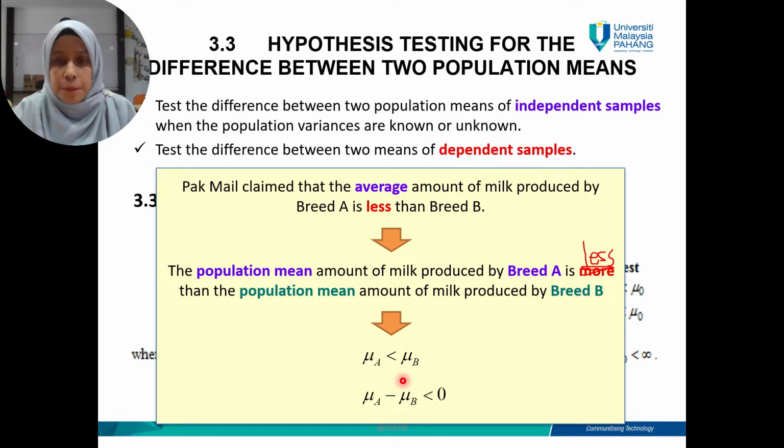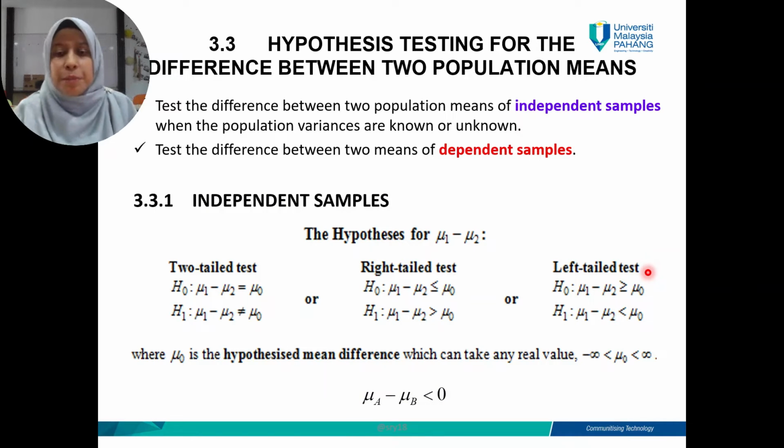Next, what should we do? The first step of the hypothesis testing: Pak Mail should determine whether this is a two-tail test, right-tail test, or left-tail test. This is an example of a condition in which the claim is concerning the differences between two population means. In this case, Pak Mail will have a left-tail test, because the expression used is a less than expression, so it belongs to the left-tailed test.